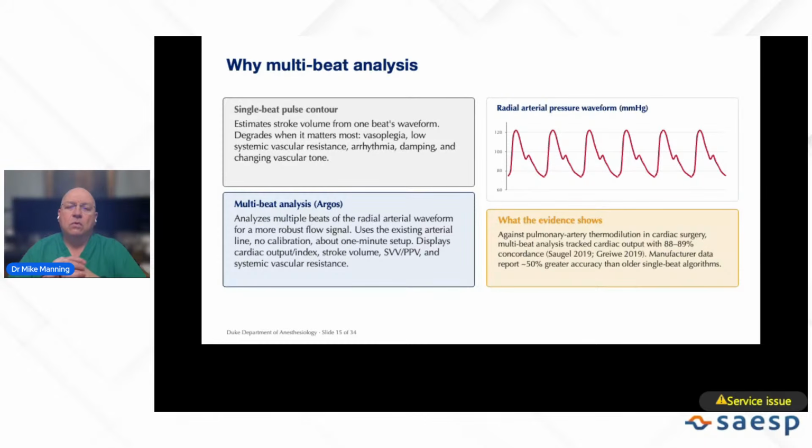And so where I think the Argos system really shines is the ability to take your arterial waveforms and analyze multiple beats, giving you a much more robust signal versus some of the other devices that use a single beat pulse contour. And I have found when I use this system and compare it to TEE, it's very, very accurate. It's very robust in the data that it gives me. And its lag time is 15, 20 seconds, which is very, very quick for this kind of data that I'm getting.